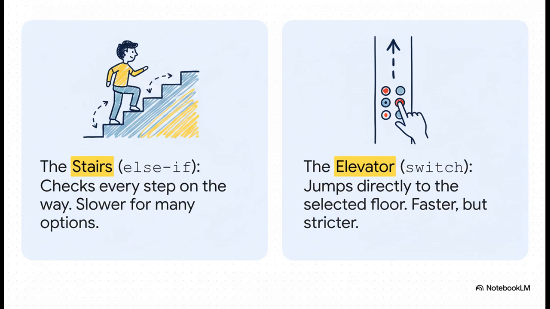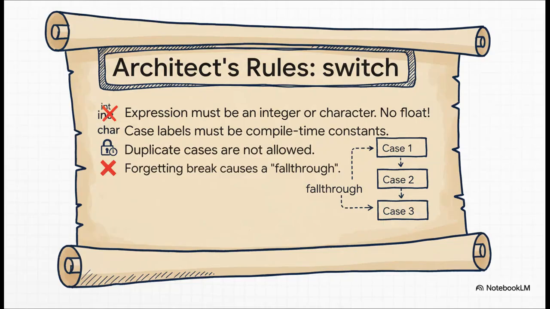It doesn't care about the other floors. And the reason it can do this is because under the hood, it often uses something called a jump table, which makes it incredibly fast for matching one value against a big list of constants. But that elevator-like speed comes with some very strict rules. Switch just can't handle flexible conditions like greater than. Nope. It needs exact integer or character values for its cases.